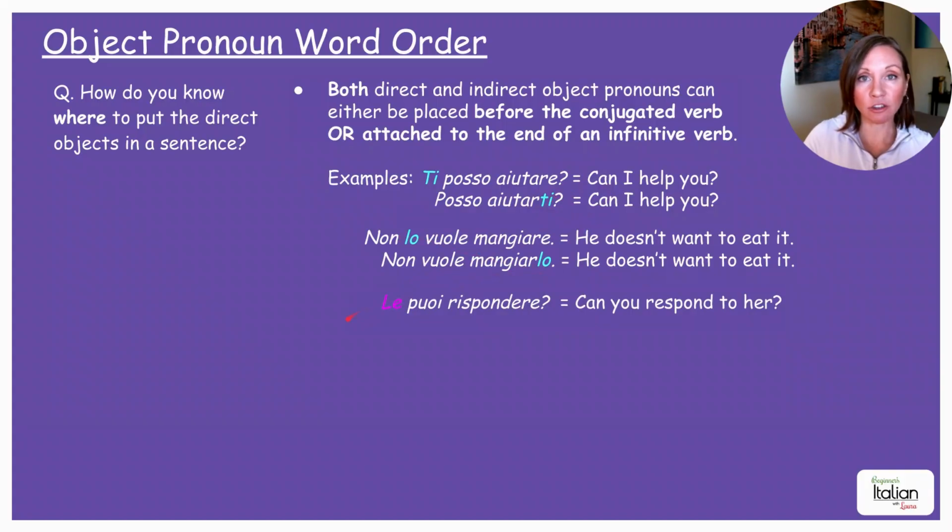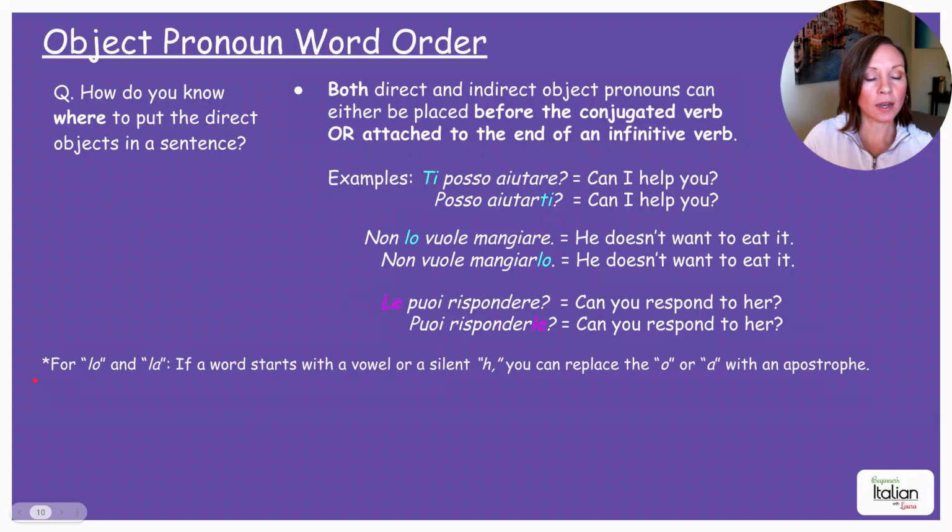Now let's look at the indirect object pronouns. Le puoi rispondere? Can you respond to her? So we put it again before the conjugated verb. Le puoi rispondere? Or you can say puoi risponderle? Can you respond to her? It's the exact same thing. So we're chopping off the E and we're attaching it to the end of the infinitive. Okay?